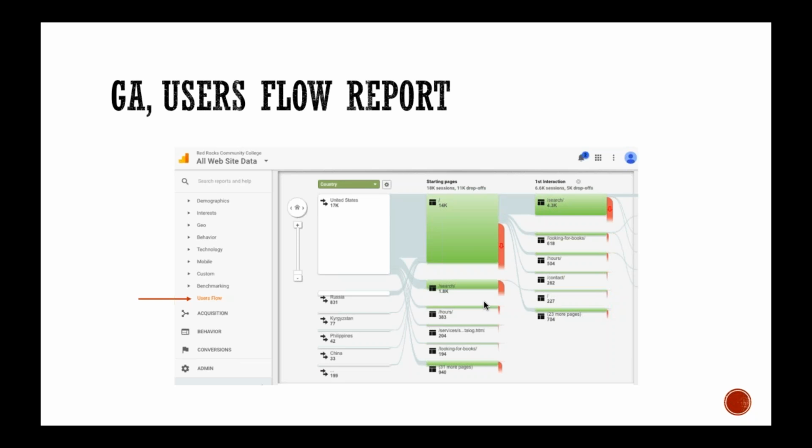And again, for a public library's webpage, I would anticipate the same thing. You would have that big green block in the middle. Your starting page is going to be your home page. Then probably they're going to look at an hours page, or maybe they'll click off to Overdrive, or maybe they'll click off to the catalog. It depends on what your most popular content is going to be.